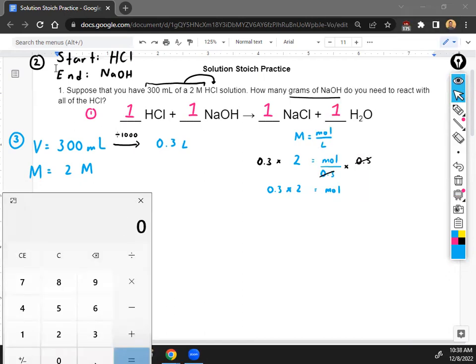Okay, guys, so you're going to plug in 0.3 times 2, and that's going to give you 0.6. Okay, so your answer here for part 3 is going to be 0.6 moles, and then we're going to label it with the chemical. It's talking about HCl still, so it's 0.6 moles of HCl.